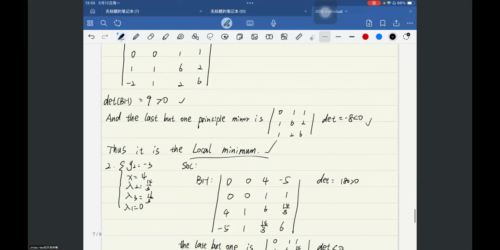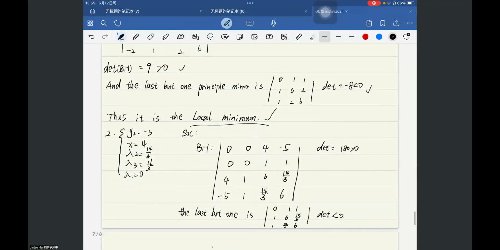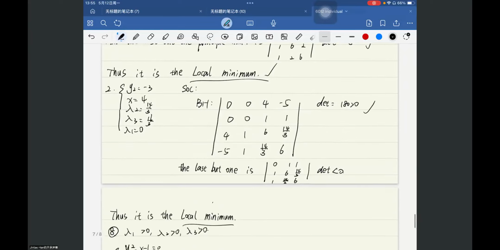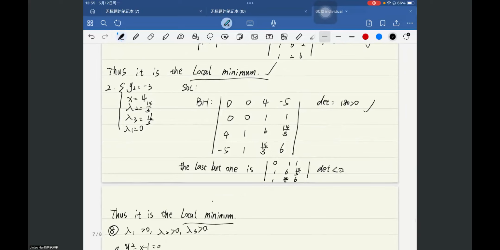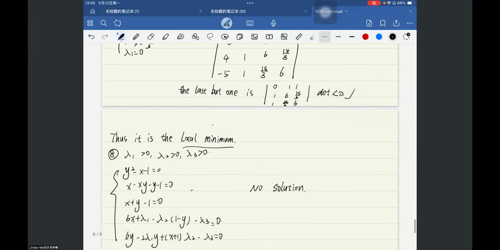The second condition, we do the second order condition, and we solve the determinant of the bordered Hessian is 180, which is larger than 0, definitely. The last but one is this, and the determinant is less than 0. Thus, this is the local minimum.